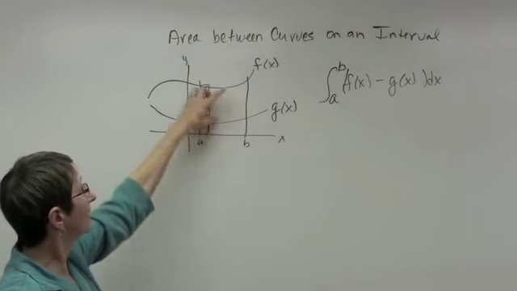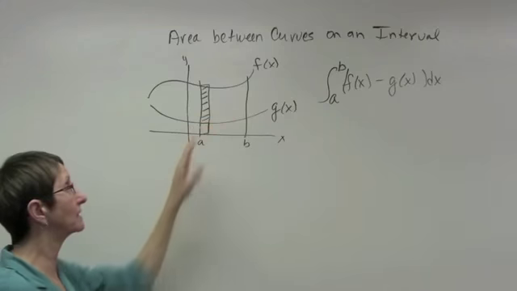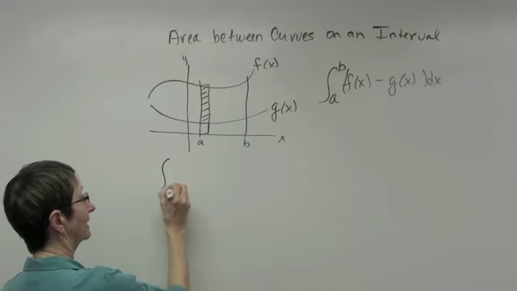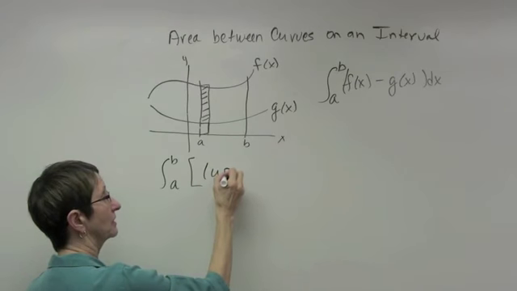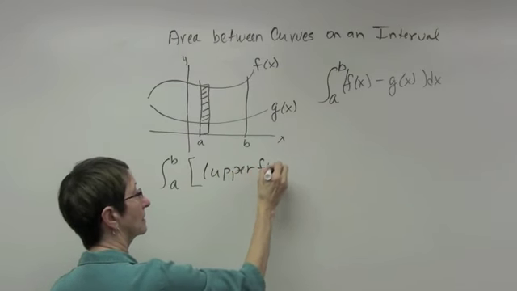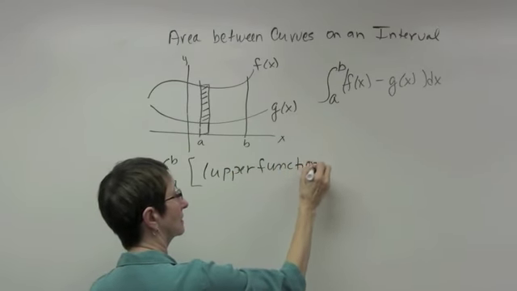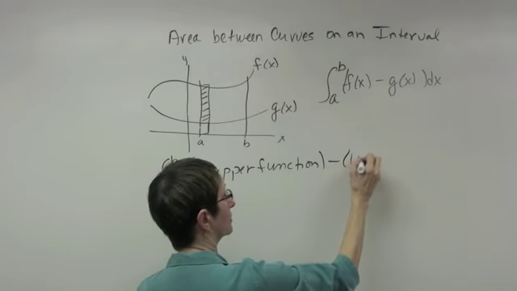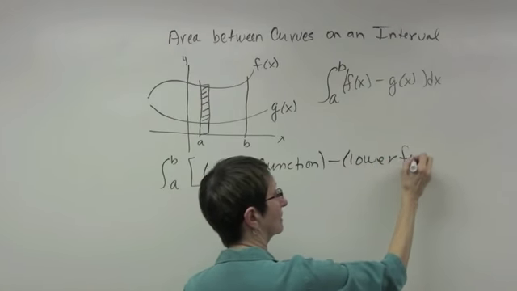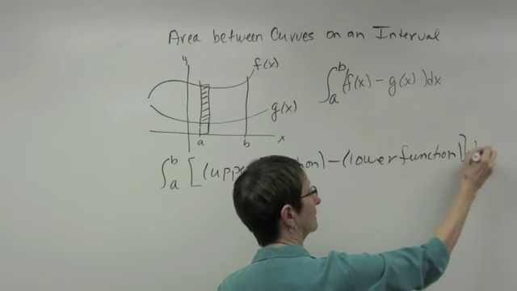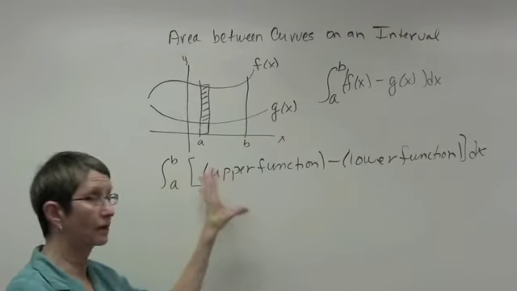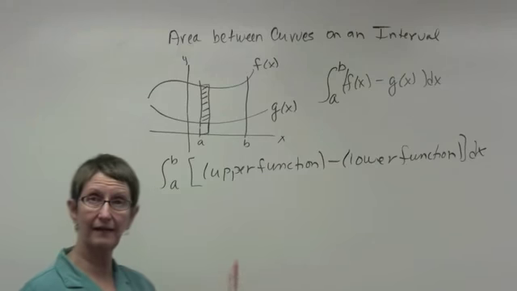So the f of x function has to be the one on top. So we can also write that, if you think of it as the integral from A to B of the upper function minus the lower function dx. So this is the way that we will solve our problems, and this will give us an exact value.